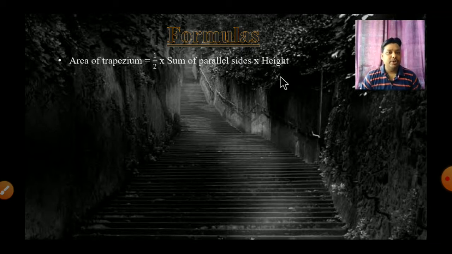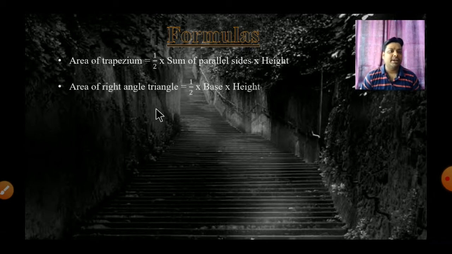If a trapezium is given, then at first we will draw a diagonal and separate it into two different triangles, and then we will find the area of these triangles, and after adding we will get the area of the trapezium. That is how we prove it. Now the next point is the area of a right angle triangle. As you know, the area of a right angle triangle is equal to 1 by 2 into base into height.